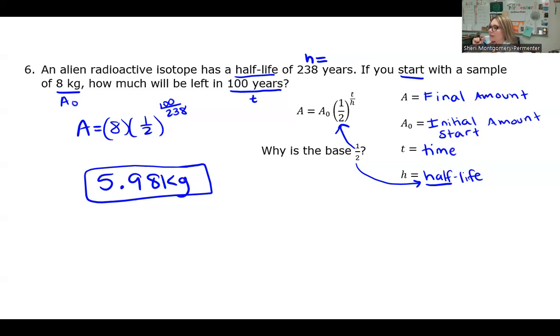Then you use the exponent caret. It looks like this. It's a little house top. To get up, you do the up arrow, and it makes a fraction. In the fraction you're going to type in 100 divided by 238, and then you can press enter.